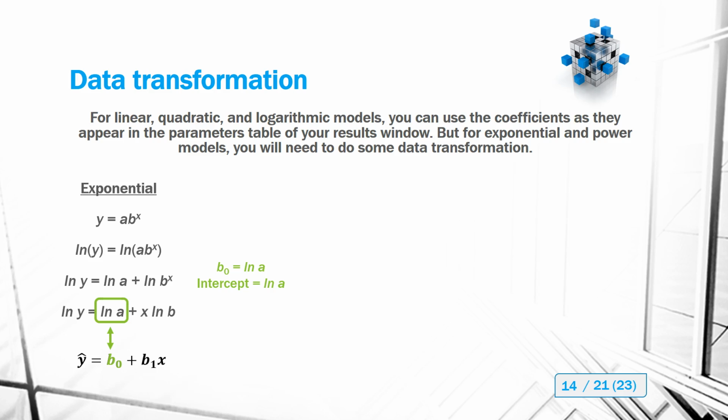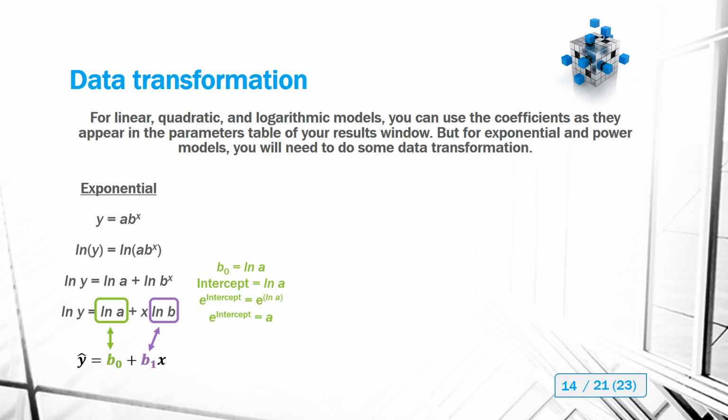If I then take e and raise e to both sides of my equation, the natural logarithm can go away and I can get a all by itself. And that's what I want. I want to get the coefficient for my exponential equation. So I can get the first coefficient by just taking e and raising it to the power of whatever that intercept value is.